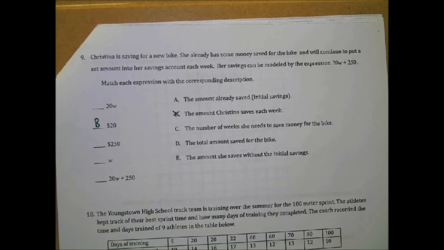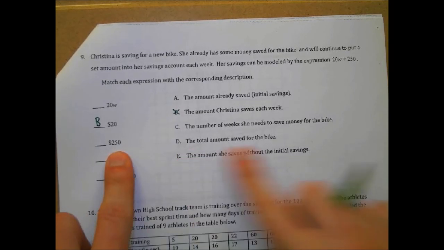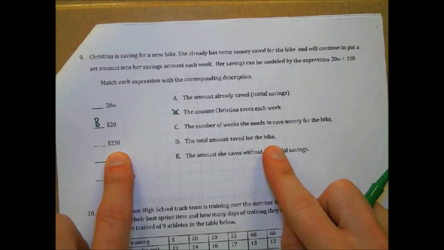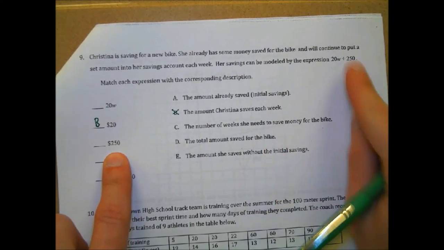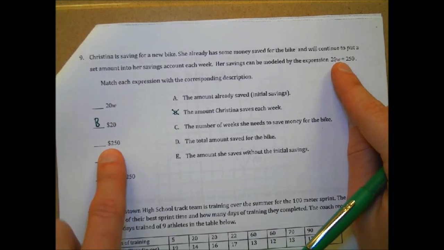Again, that's her savings expression right there. Okay, 250 is D, the total amount saved for the bike. Well, that is, but remember, she's adding to that 20 times W there. So that wouldn't be the total amount saved. That's what she started with saving.